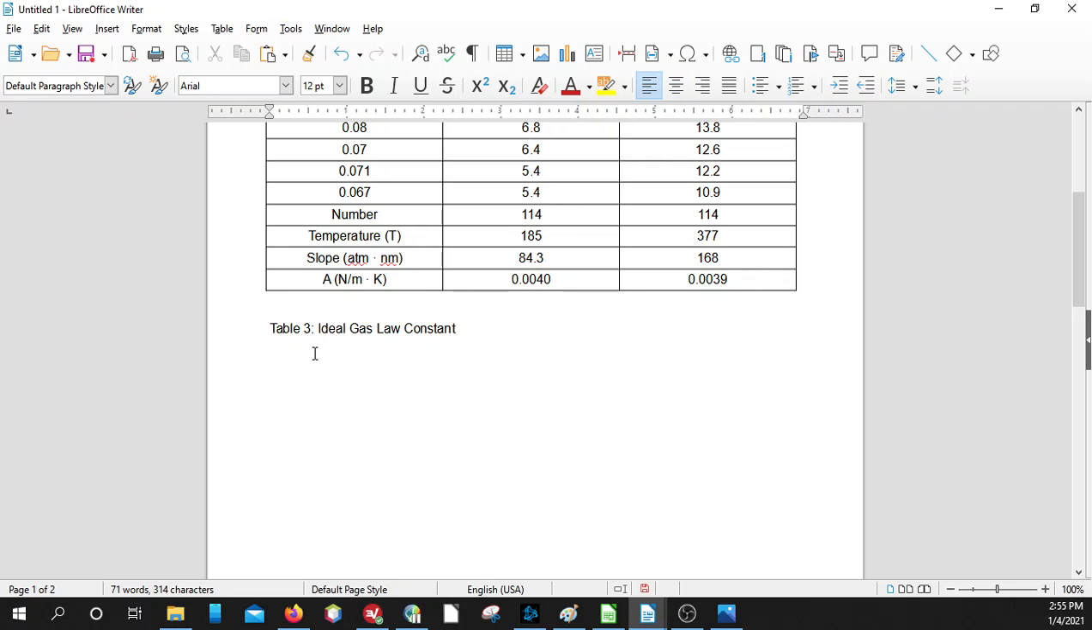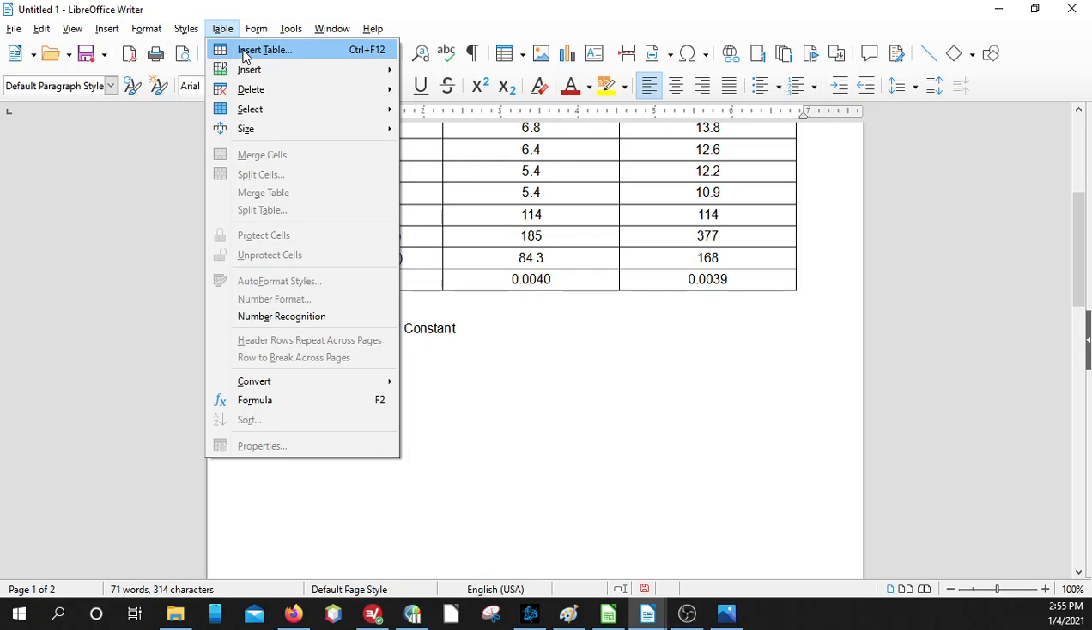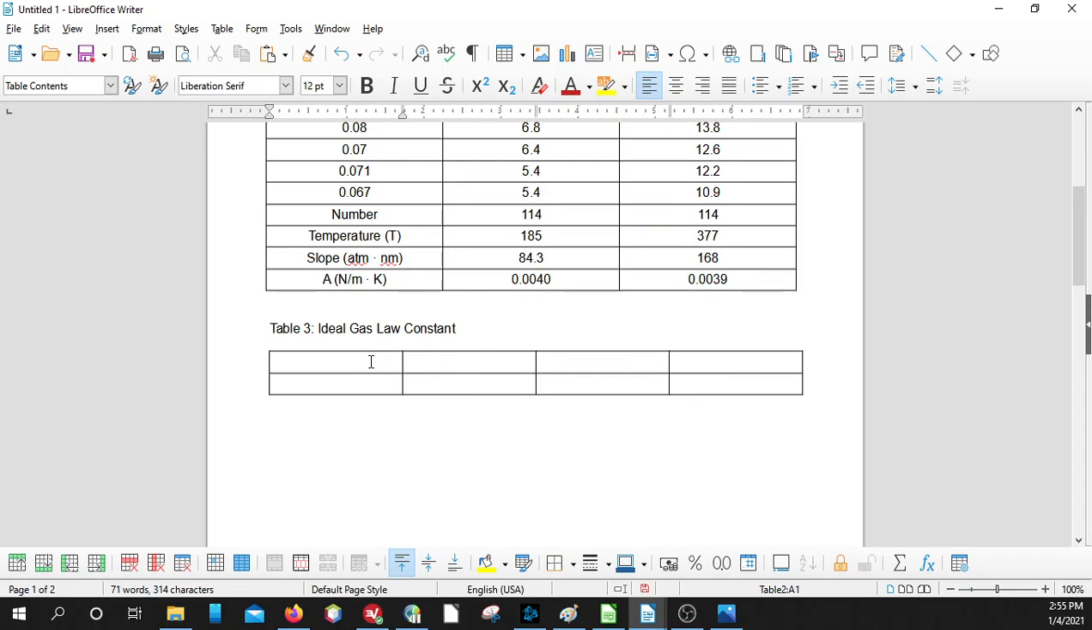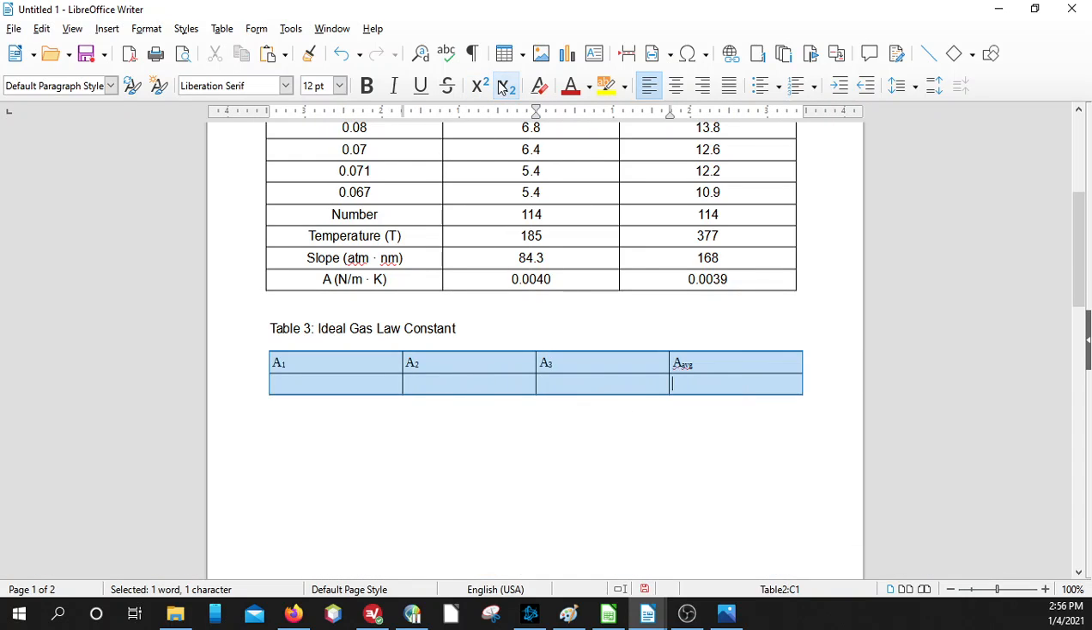Okay. And so now for our table, we'll have 4 values. So I'm going to insert a table. I'm going to have 4 columns and 2 rows. And I'm going to put a border around it. So what we have is we'll have A1, A2, and A3, and A average. I'll just say AVG for average. And I'm going to make those subscripts everywhere. These labels, so like A1, A2, and A3 are going to be subscripts. And I'm going to center this.